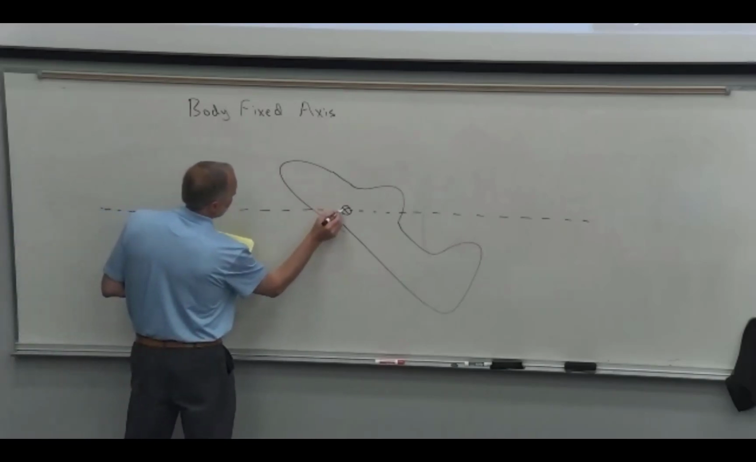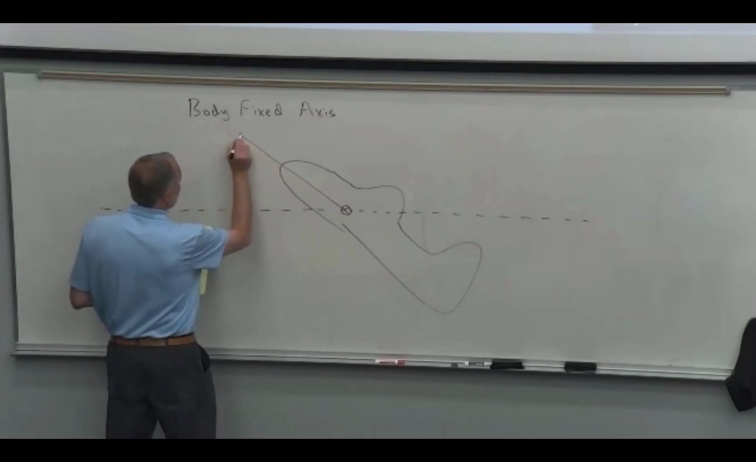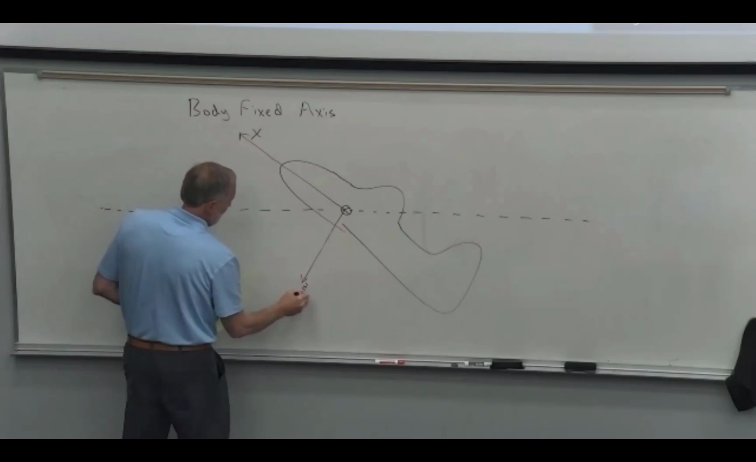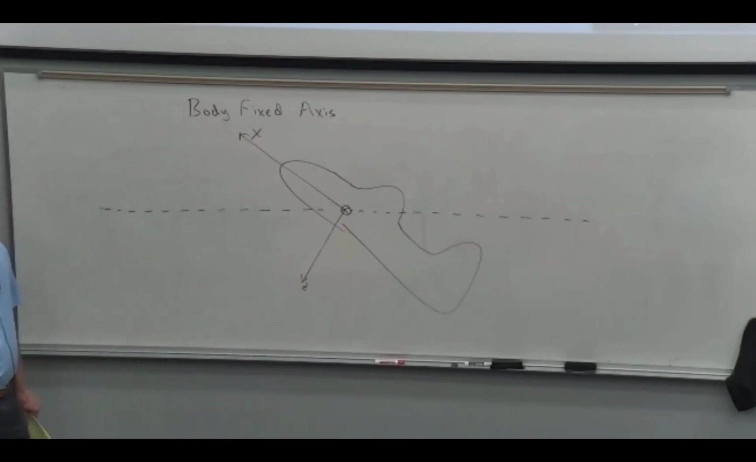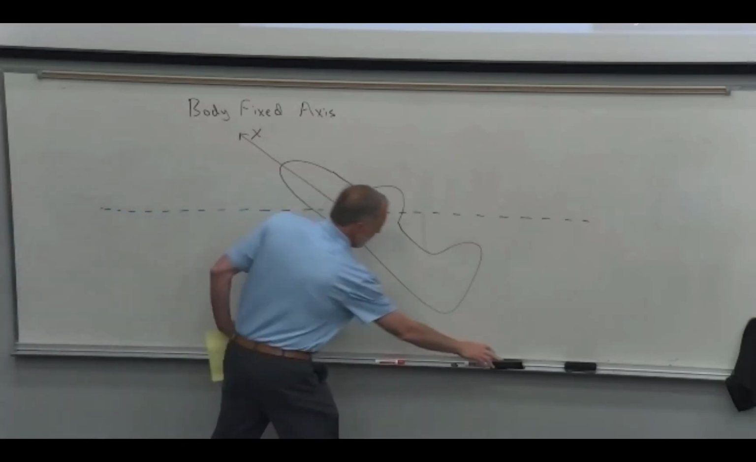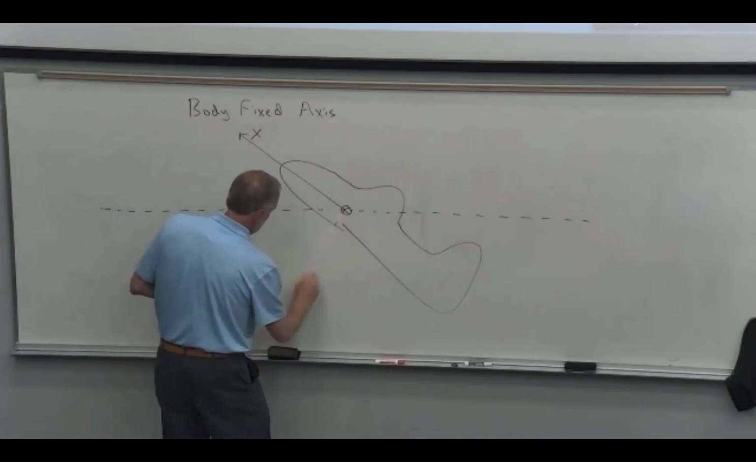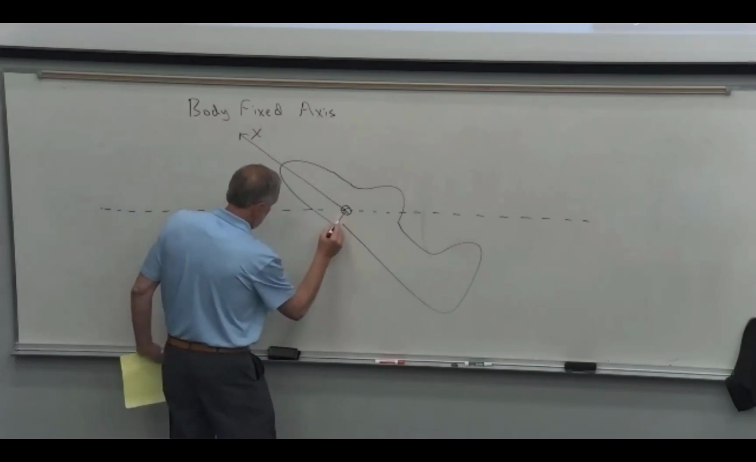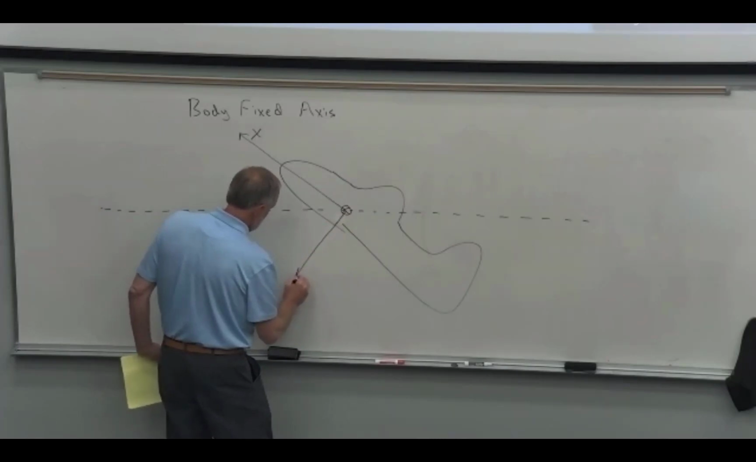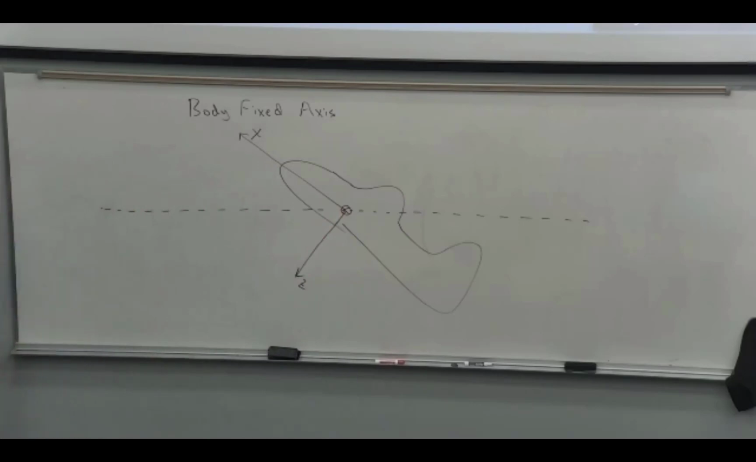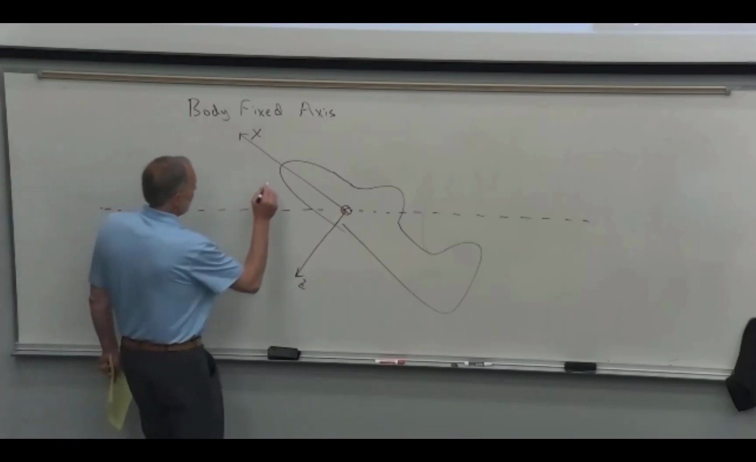A natural way to stick the body fixed axis system on is to point it out the nose, like that, and then down like that, right? It kind of fits the airplane. That's the way we've talked about it: X is out the nose, Z is down. That's not very perpendicular, let me fix that. And then Y is that way.